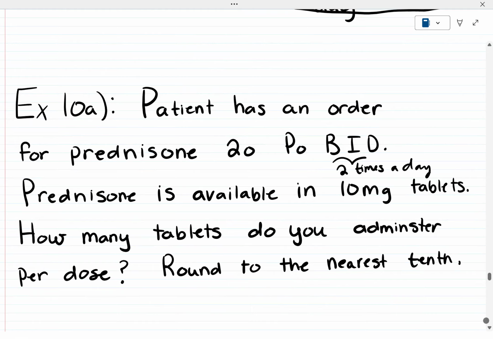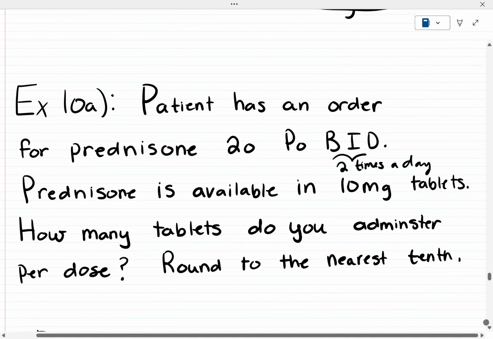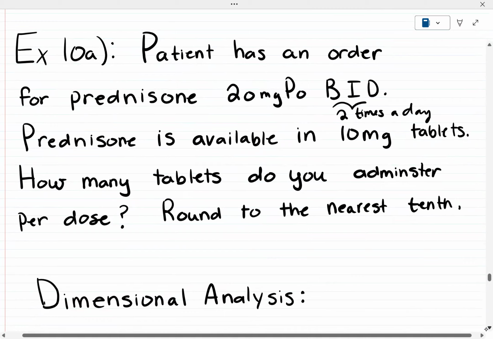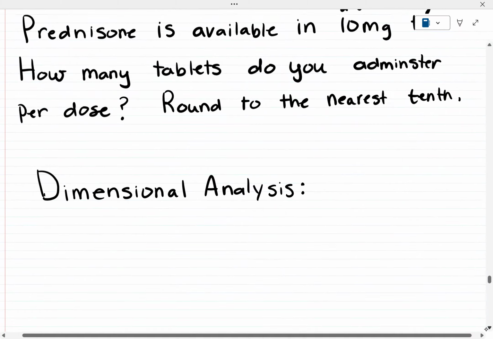So the first thing I'm going to ask myself is, are our units the same? There should have been a 20 mg. This is a typo. 20 milligrams. So yes, we are given 20 milligrams. Our desire is 20 milligrams, our availability is in milligrams, so everything is good. So we can just start with dimensional analysis.